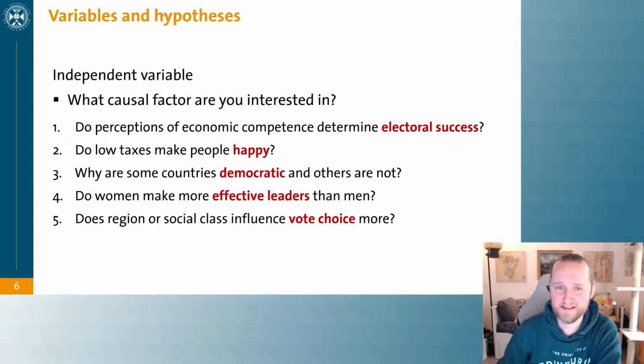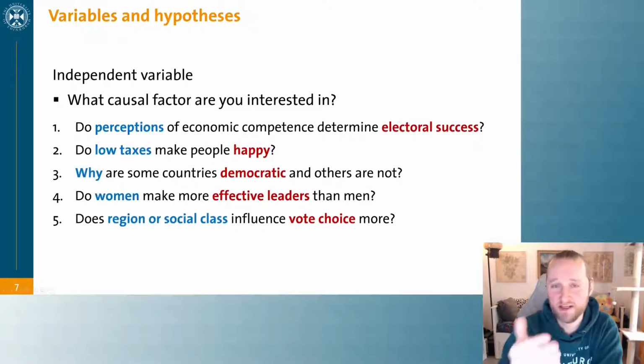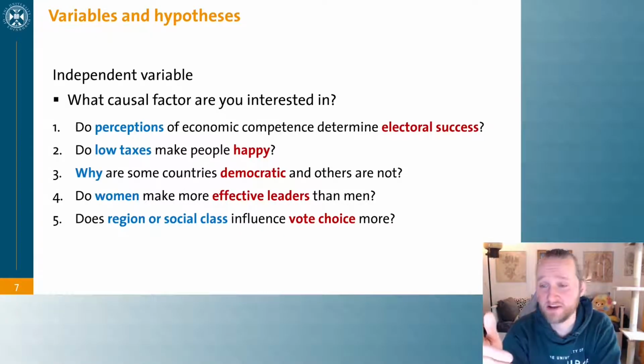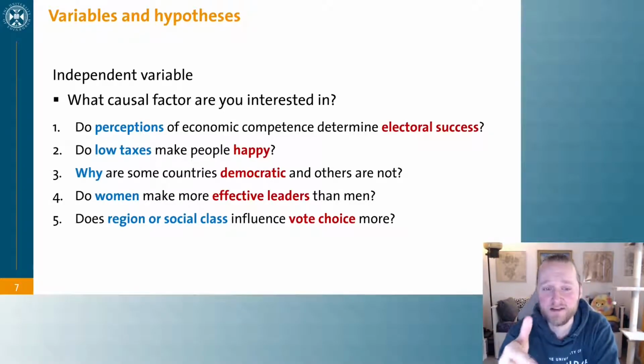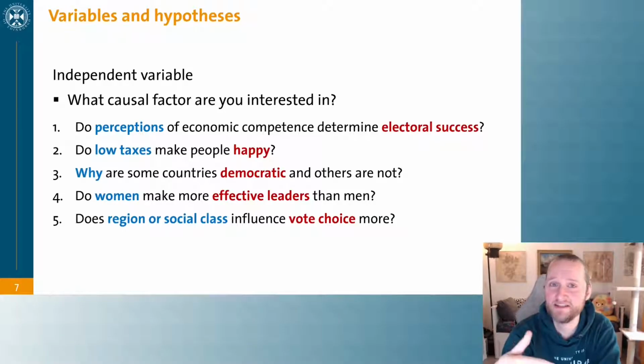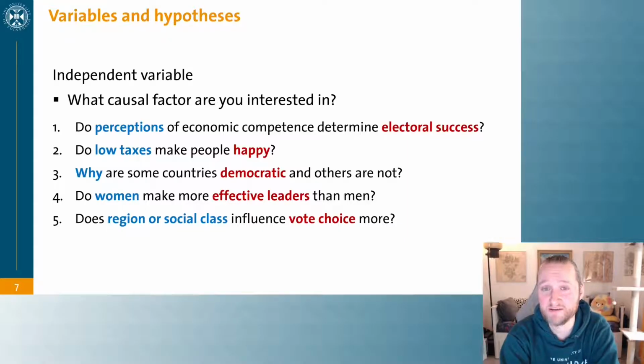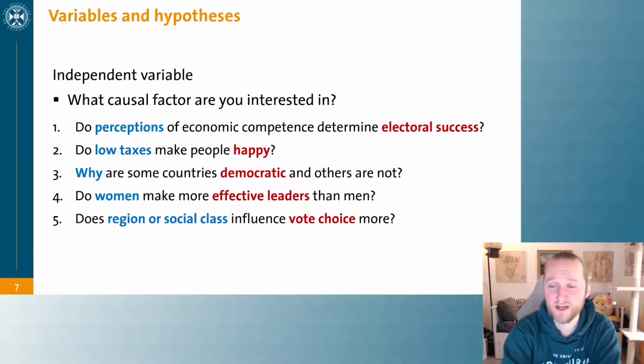Okay, I hope you picked these. In the first question, it is perceptions of economic competence, because those are supposed to determine electoral success. The second one is low taxes, because that somehow is supposed to correlate with people's happiness. The third one might actually be a little bit difficult because it's an open-ended question: why are some countries democratic and others not? The why is essentially our independent variable. It is whatever we find that could explain the differences between democratic and non-democratic countries.